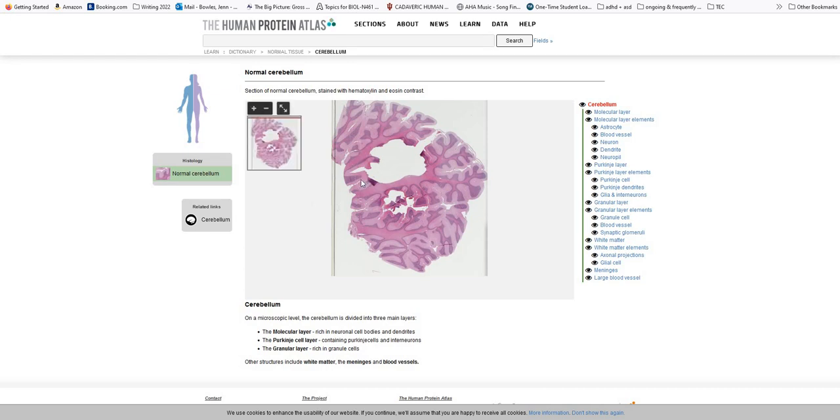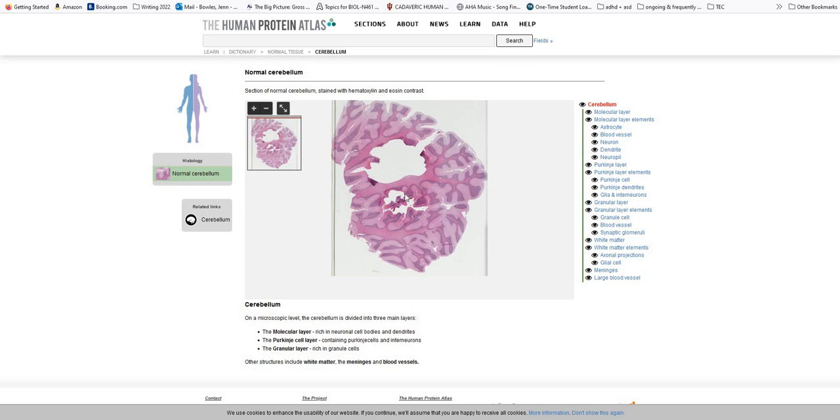So our first example is going to be Purkinje cells, or Purkinje neurons. These are a specialized type of neuron. They are found in our cerebellum, which, as we learn, is going to be associated with things like coordination and balance, so a lot of motor control. So what we see here is a large-scale view of our cerebellum.